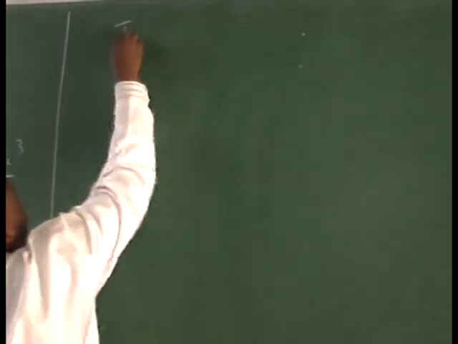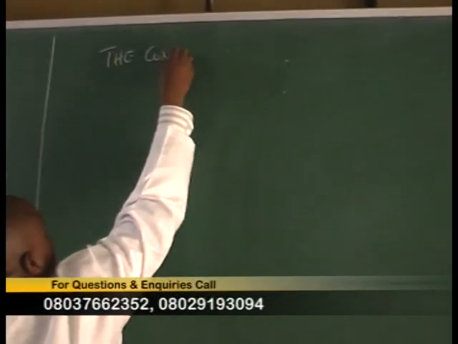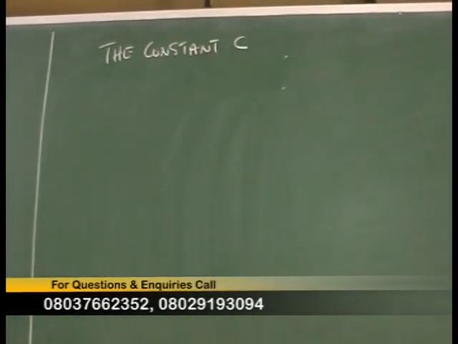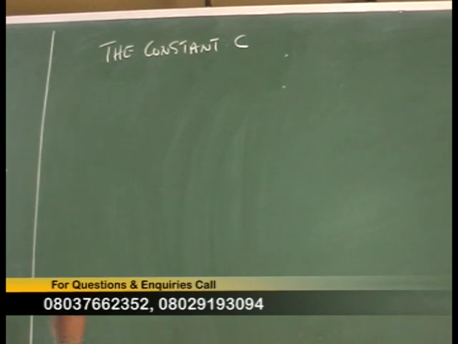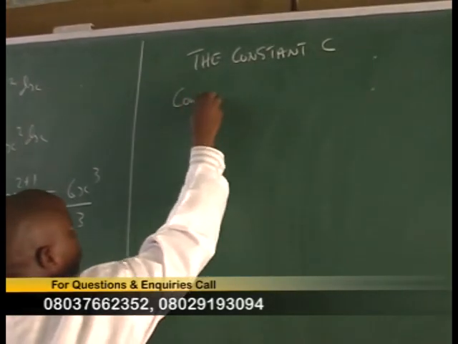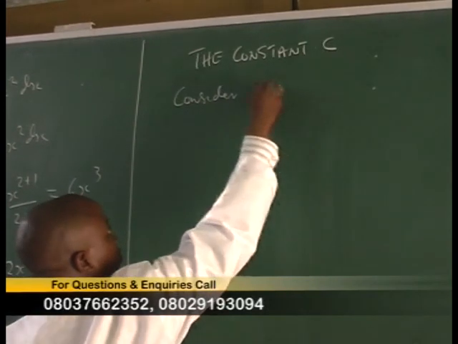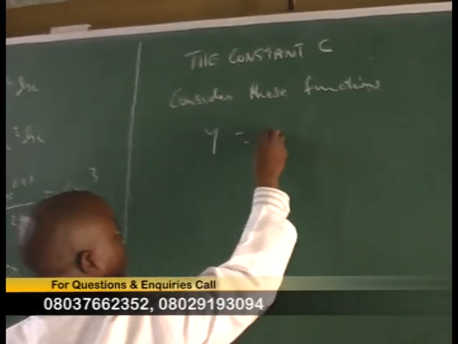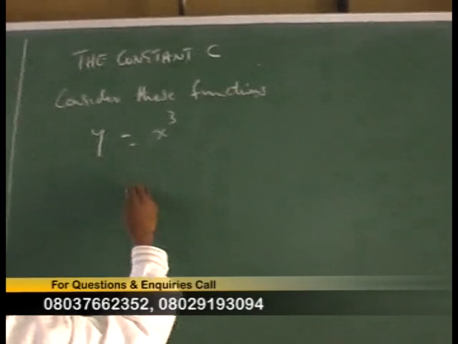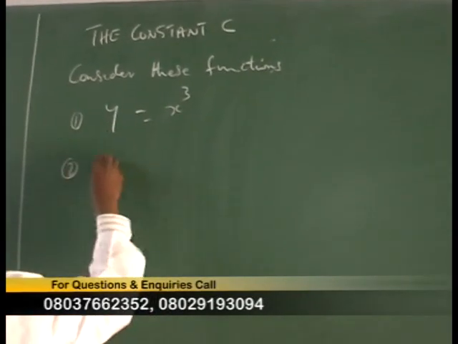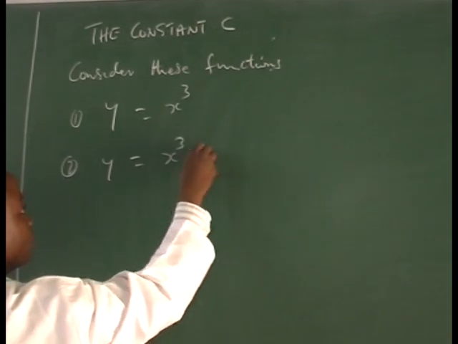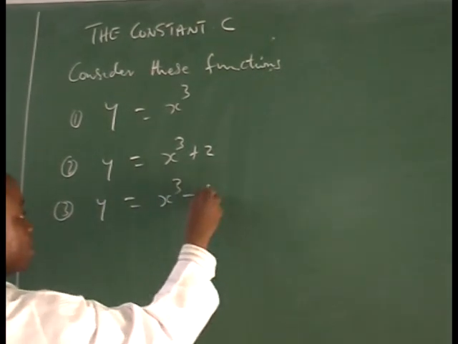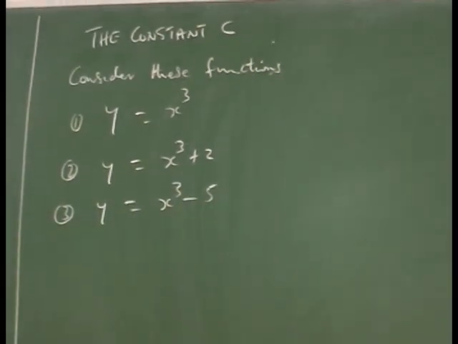Now, look at the constant c. Now consider these functions. Y is equal to x cubed, that is number 1. Number 2, y is equal to x cubed plus 2. Number 3, y is equal to x cubed minus 5. We have 3 functions here.